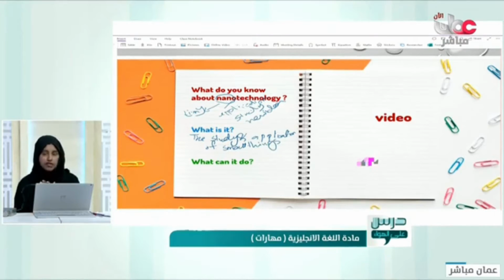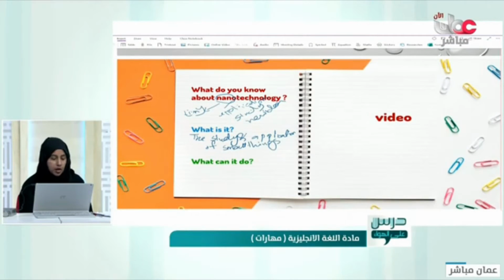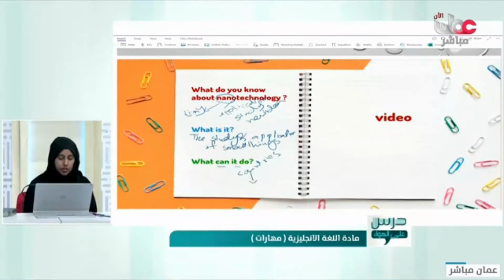We can use it in different fields. We can use it in engineering, physics, chemistry, in many things. Now, most of the countries depend on nanotechnology. Let's move to the second one here. What can it do? So let's talk about countries. Some countries depend on nanotechnology in what?